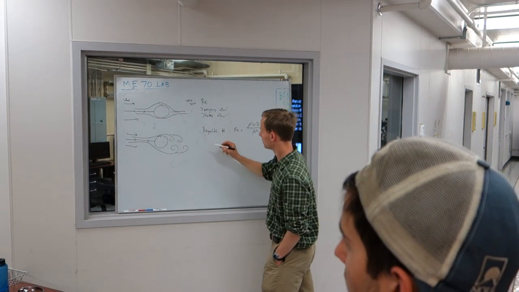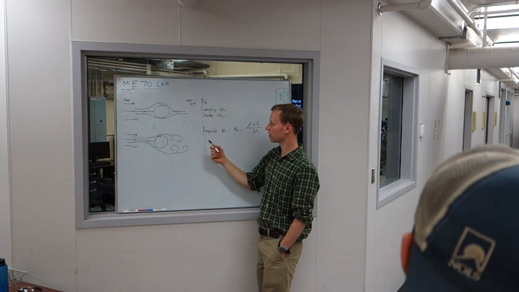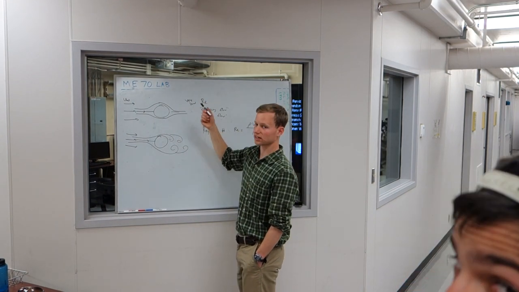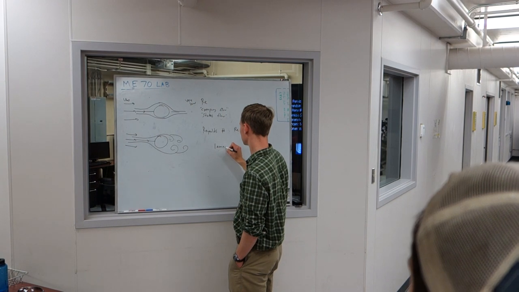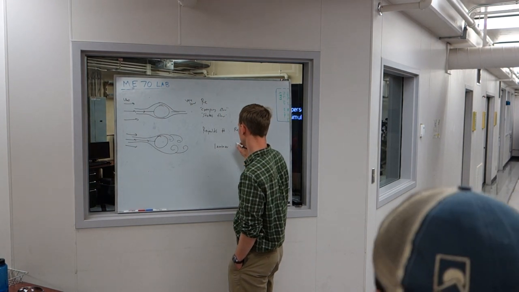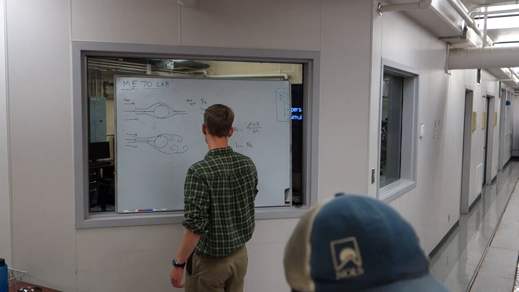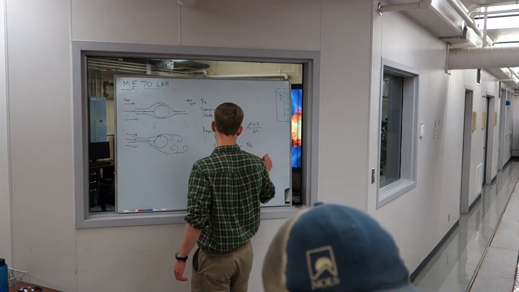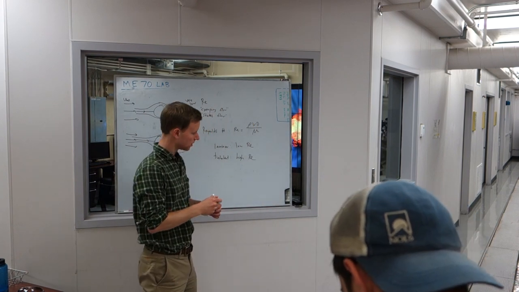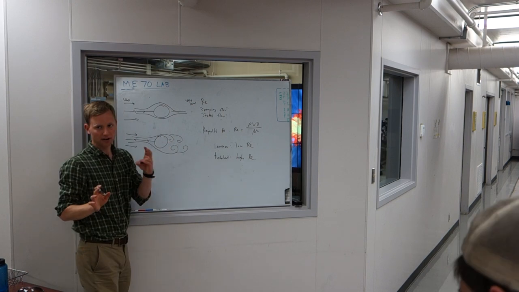Okay? So that means we can talk about laminar versus turbulence, where we're using Reynolds number as our metric. So laminar is low Reynolds number, and turbulence is high Reynolds number. Okay, now take drag here for a second, okay?